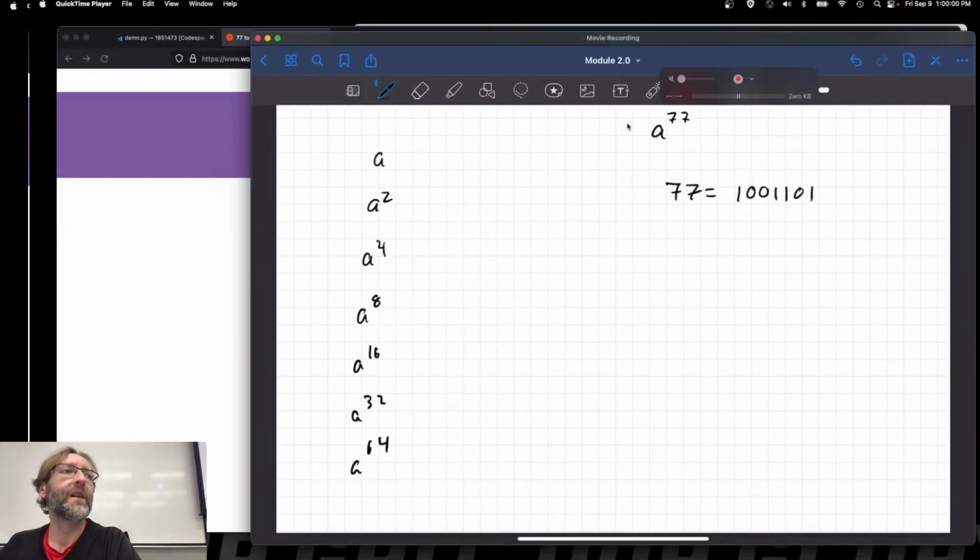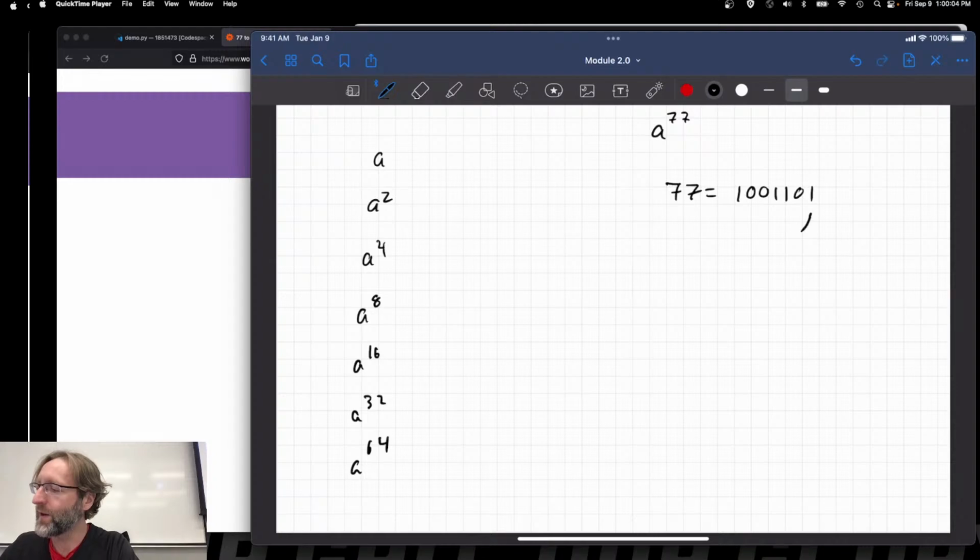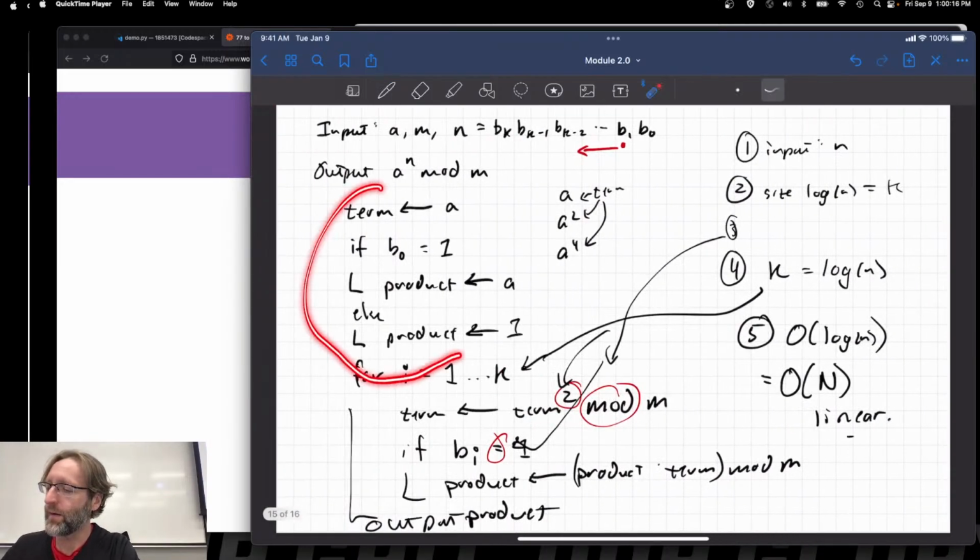All right. And so what are you doing along the way here? You're looking at first the lowest order bit, 1. So what is my product going to end up being? This is my term as I'm going along here. That's the initialization, right? That's these lines right here.